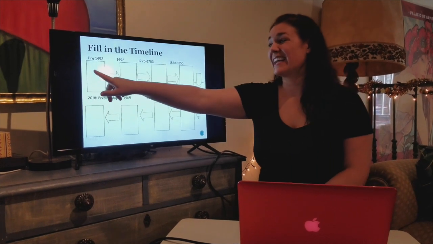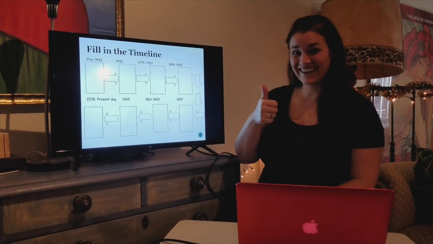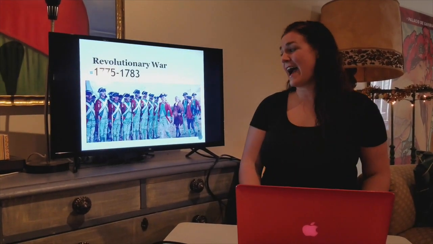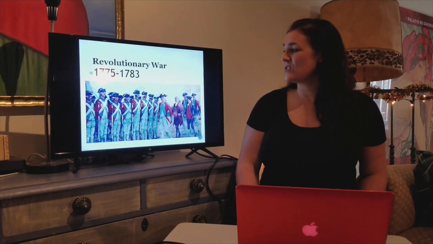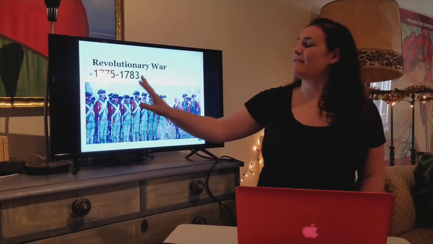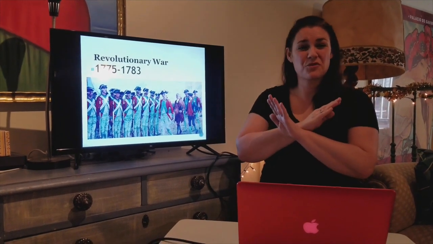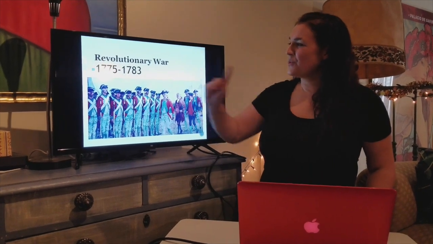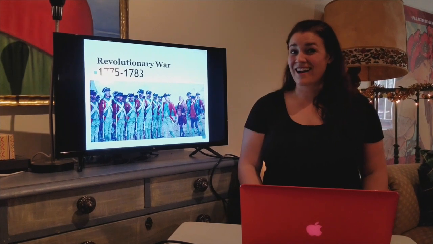So we have Native Americans, and then Christopher Columbus. You good so far? We're going to continue. The next event I have in United States history is the Revolutionary War. So this is when all of the people in America fought so that they didn't have to be controlled by Britain anymore. This event will go in 1775 to 1783 on your timeline.